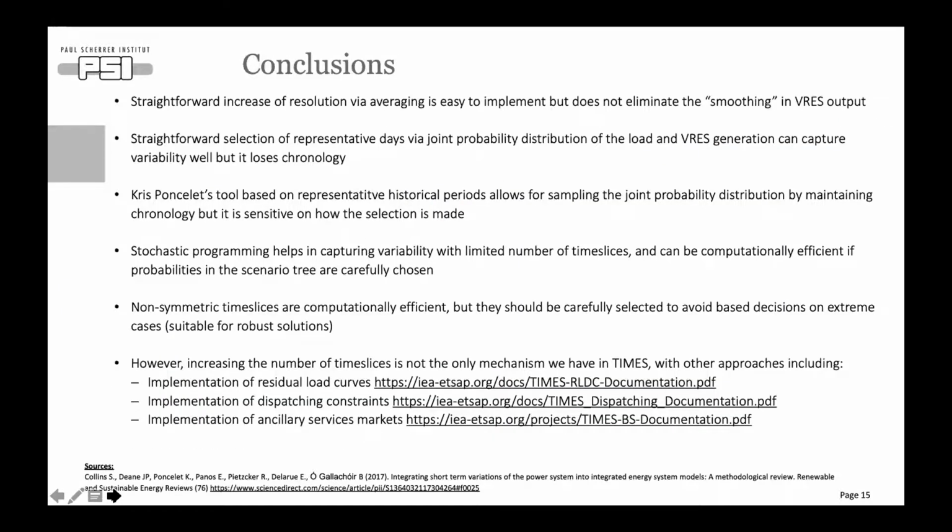So these are the conclusions. The straightforward increase of resolution via averaging is easy to implement, but does not eliminate the smoothing in the various outputs. And this means that beyond a certain level, you reach a point where the overhead you get in the solution time doesn't pay back. A straightforward selection of representative days using the classic clustering techniques loses the chronology. The tool from Crispon Select is, I find, a good approximation and a good compromise, and allows sampling joint probability distributions, and you also maintain chronology.